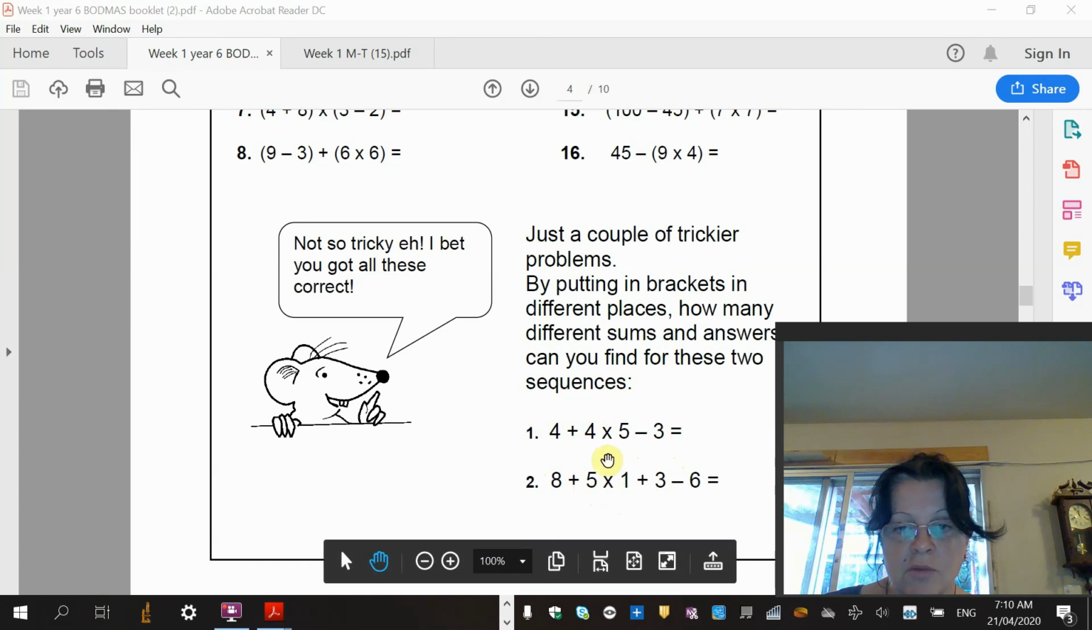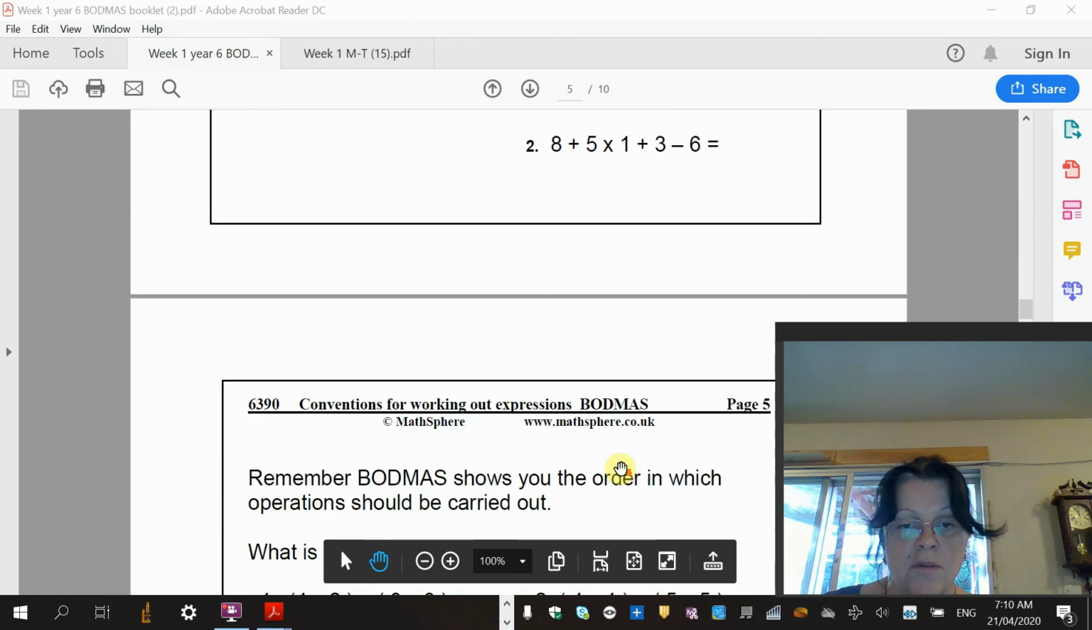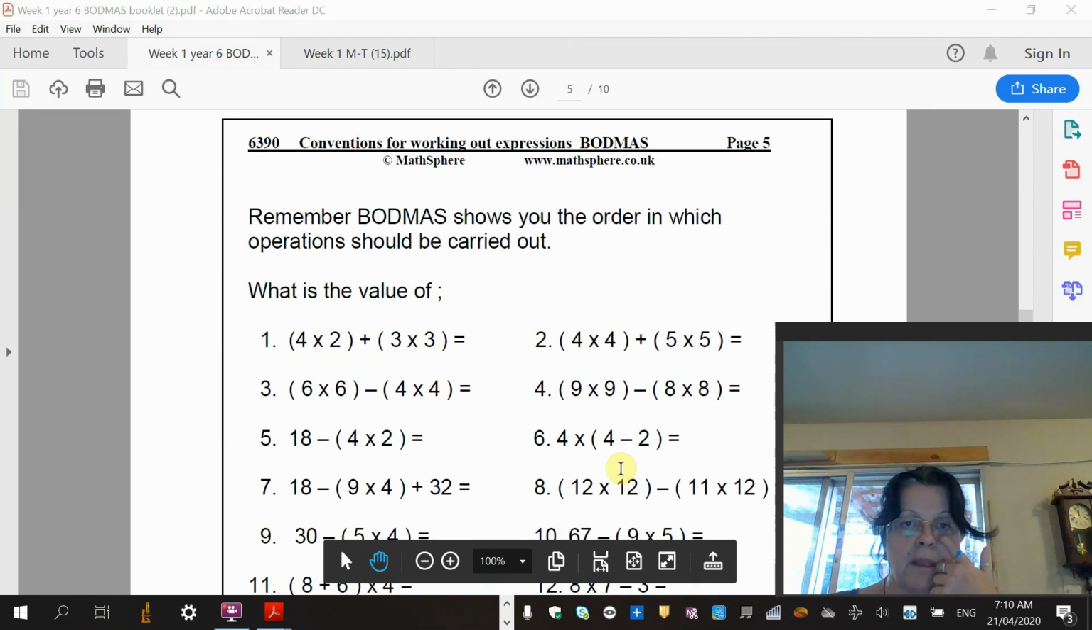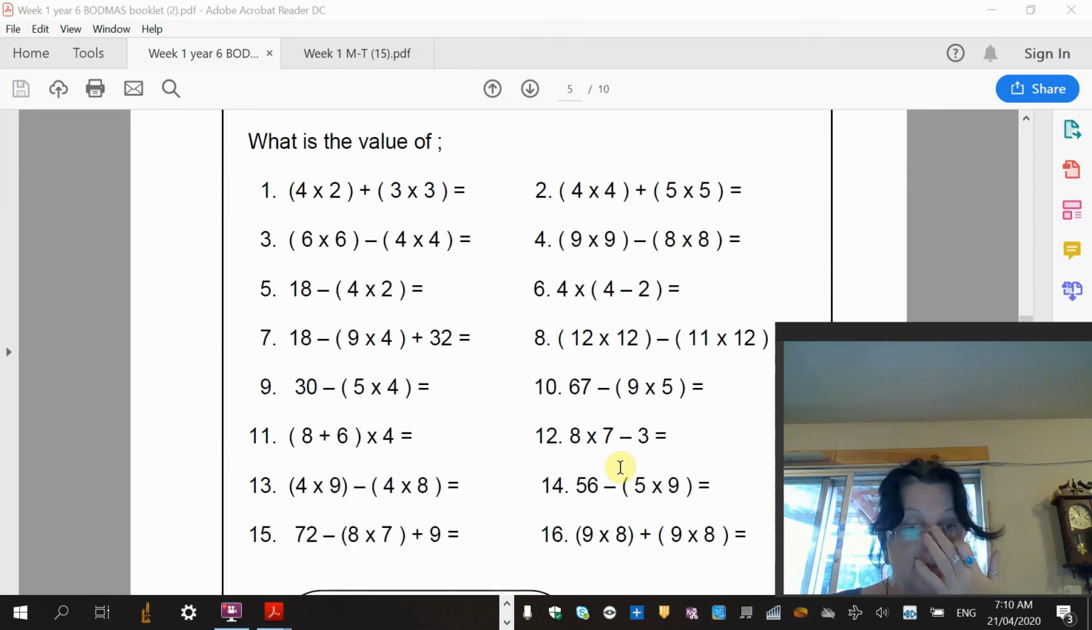Here, we go straight for the multiplication again, 5 times 1. Now, it doesn't matter, we can go either way. Plus 8, then plus 3, then take away 6. And then this is the last page for today.